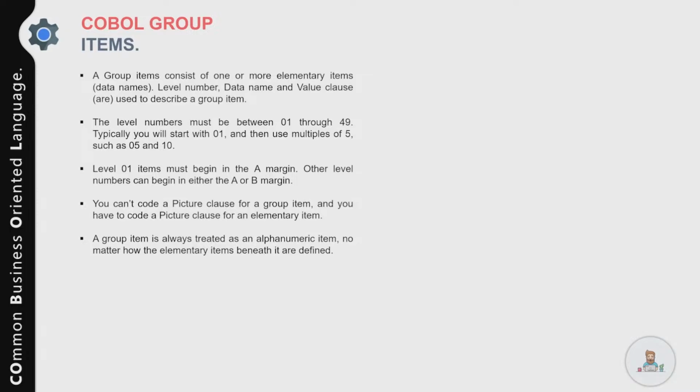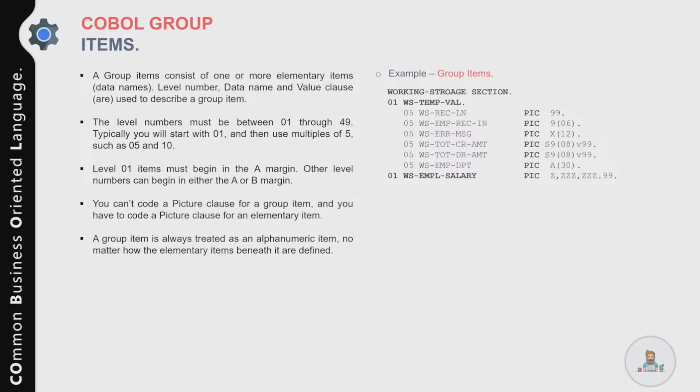no matter how the elementary items in that group are defined. Now let's talk about an example so that you can understand how exactly you can define group variables in your COBOL program. Here's an example, and we have a working storage section where we have defined two variables, and the first variable is the only group variable. The second variable that we have defined, that is employee salary, is an elementary item. And if you notice, the first variable, that is WS-TEMPORARY-VARIABLE, is actually a group variable where we have defined approximately 4 to 5 elementary items.